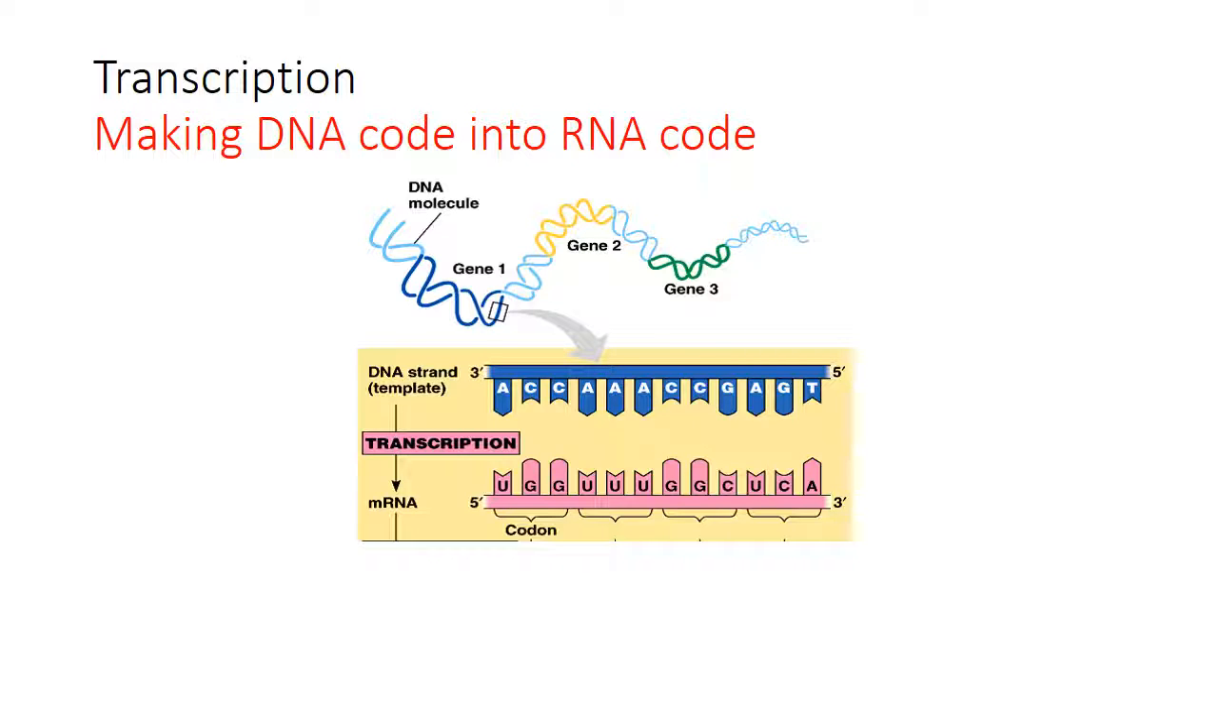Okay, so what are we trying to do here? Once again, we are taking single genes, or in the case of prokaryotes, multiple genes, and we are going to turn the DNA code into a messenger RNA code. And again, it's not going to be the whole piece of DNA, the whole chromosome. It's just going to be a gene if it's a eukaryote, or potentially several genes in a prokaryote.